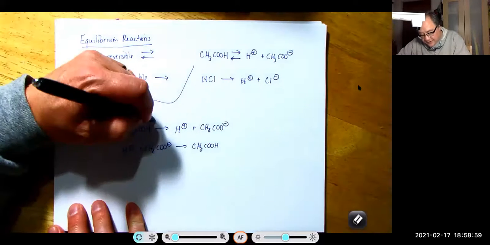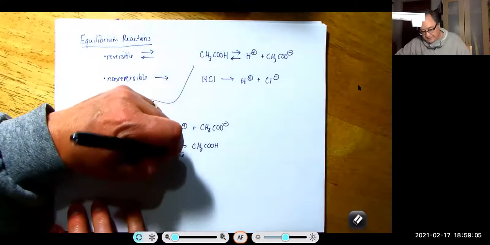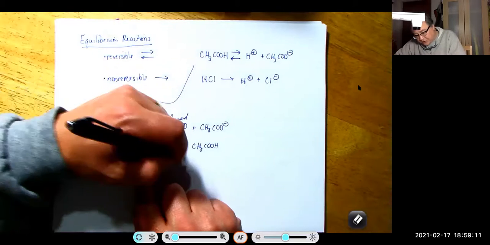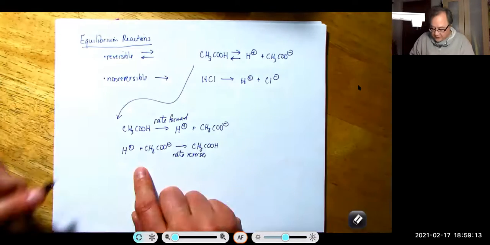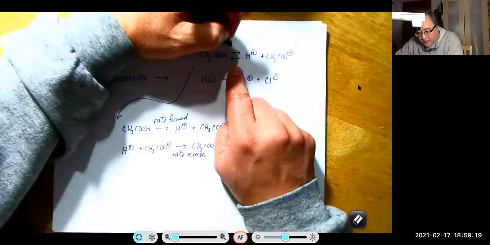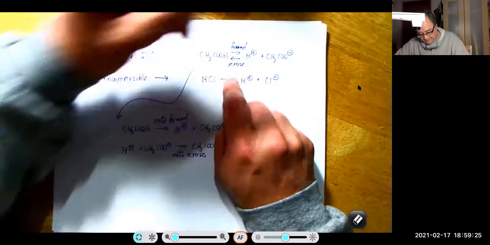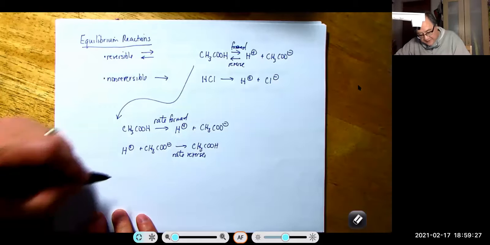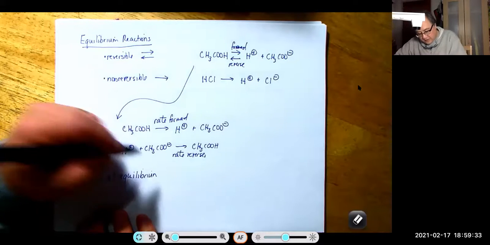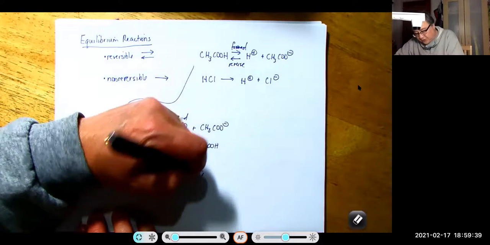Now, the rate is how fast this is happening. So you've got the rate forward and the rate reverse. This is called the reverse rate based on what we've written up here. So I'm going to write forward up top and reverse on the bottom. At equilibrium, the forward rate equals the reverse rate.